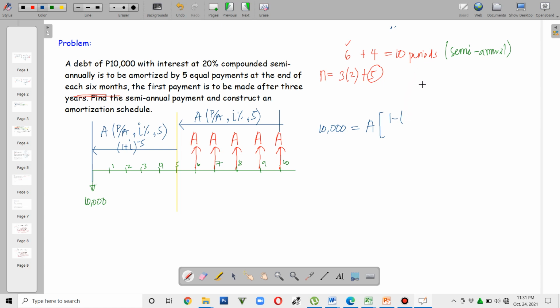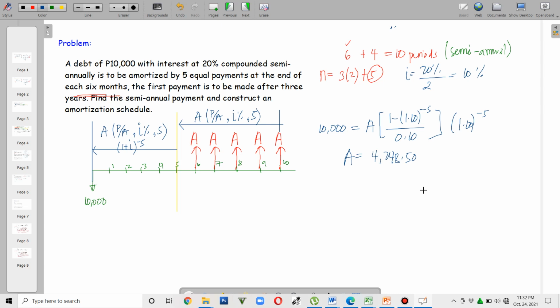So I muna natin is 20, no? I is equal to 20%, semi-annual yan, divided by 2. So 10%. So this one is 1.1 raised to negative 5 all over 0.1. Then this is 1.1 raised to negative 5. So therefore, we have 4,248.5. So this is the required annuity that will start at the 6th period of the 10 semi-annual interval.